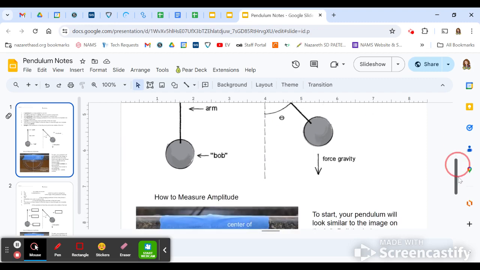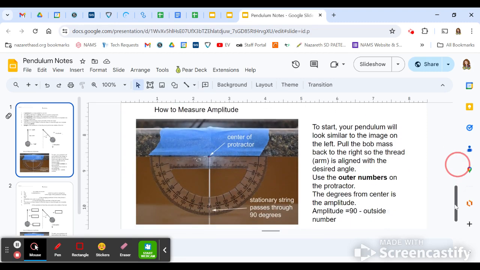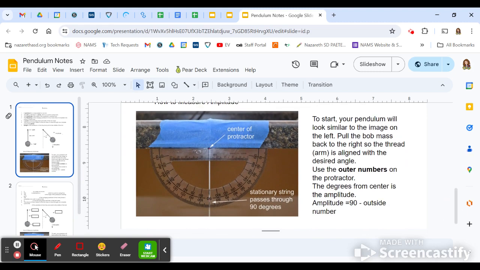We measure the amplitude using a protractor. So a couple of things that you need to keep in mind with our protractor. And you'll see this on the pendulum setup video when you watch that one. So to start, your pendulum looks similar to this image where the string is right in the center and should be lined up with 90 degrees.